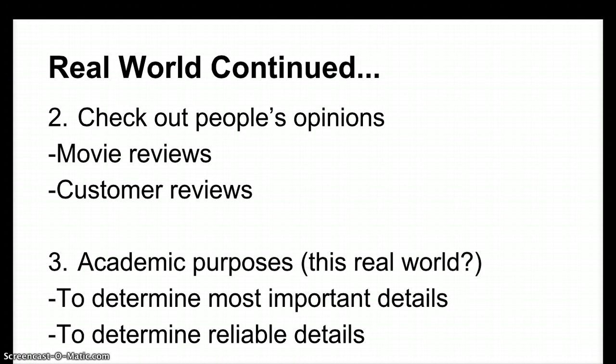And then, of course, in the real world, there are academic purposes. That's maybe my real world, people that go to school full-time or that teach in a college setting. That's my reality. I teach at a school, so I do this a lot. And you, right now, it's your real world. You're in school, so you do this too. A lot of times we compare 2 pieces of text to determine the most important details. So if it's repeated in 5 different places, that's probably a key detail. And again, to determine what's reliable and what's not. Can we believe it or not?